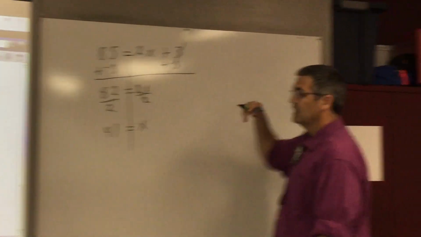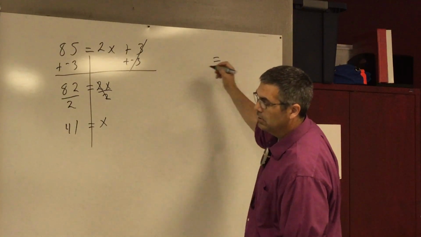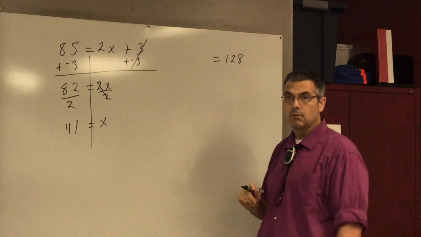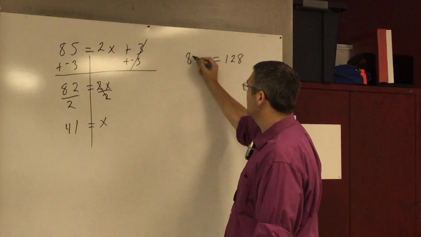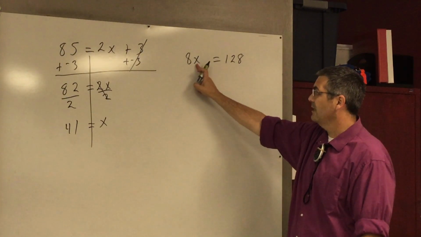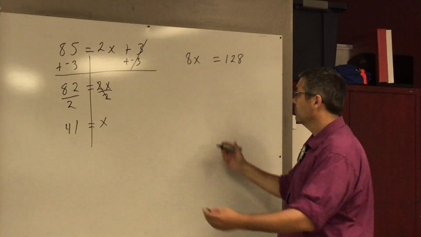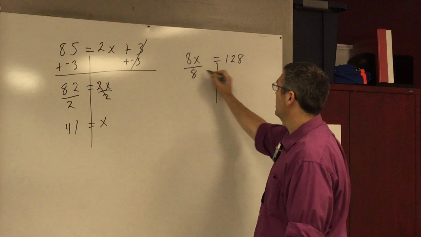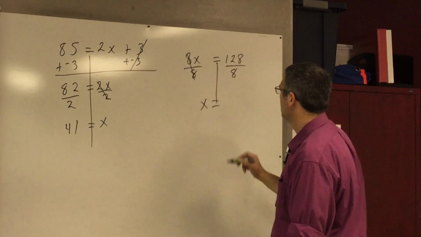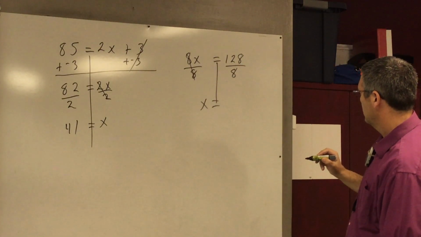Well, if I want to set this up as an equation, I've got the perimeter equals 128, and then you have 8 sides, but each are the same. So this is the length of the side times 8 equals 128. That's what you have there. So now what we're going to do is solve. Divide by 8, divide by 8, that cancels out. X equals 16.